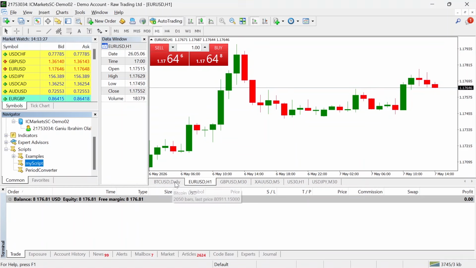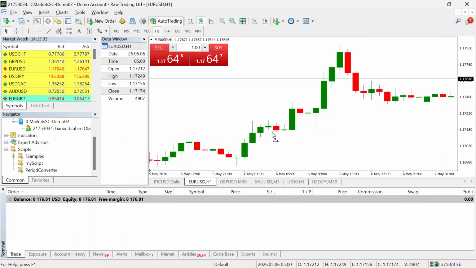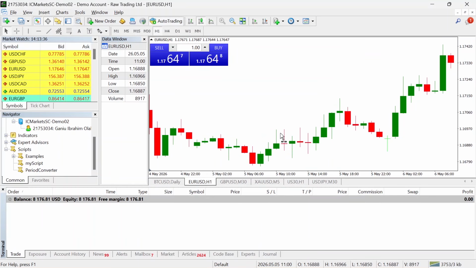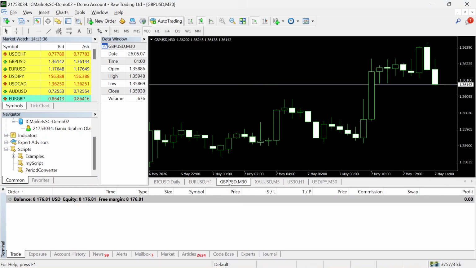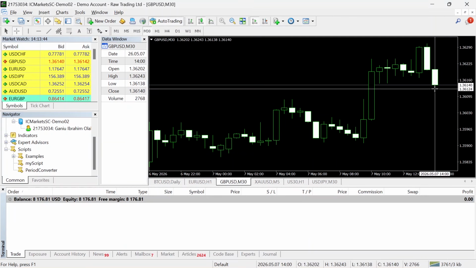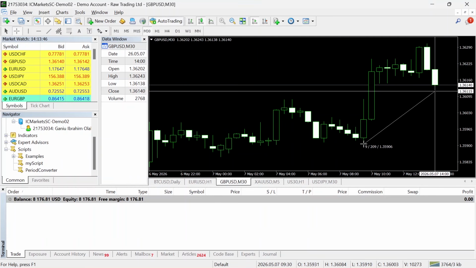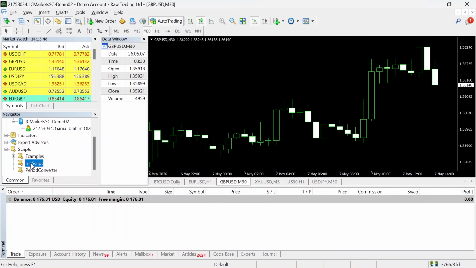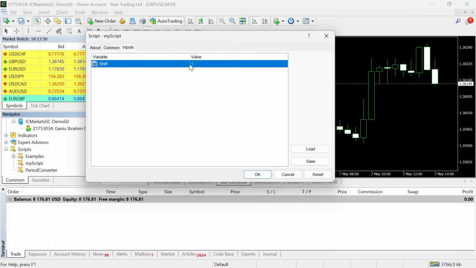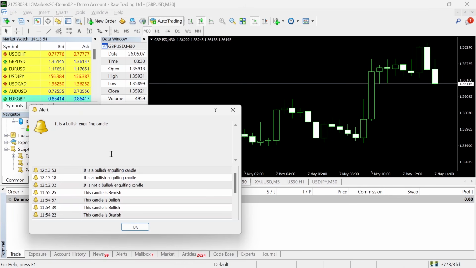So let's see if we can get another candle that is bullish engulfing. I don't think we have anyone close. Maybe we can check from the second. You can see this is also a bullish engulfing candle. Let's see what index this is. This is on index 9. So I'll give it index 9. I'll say okay. You can see yes, it is a bullish engulfing candle.